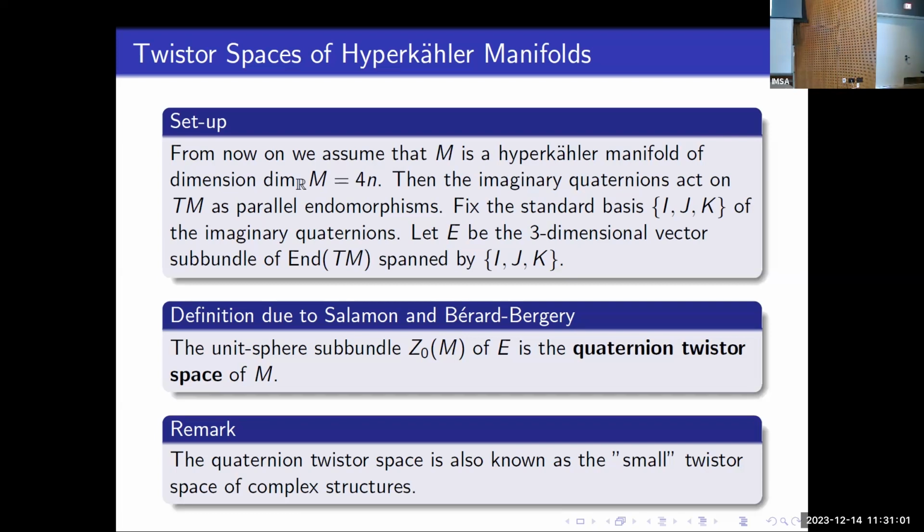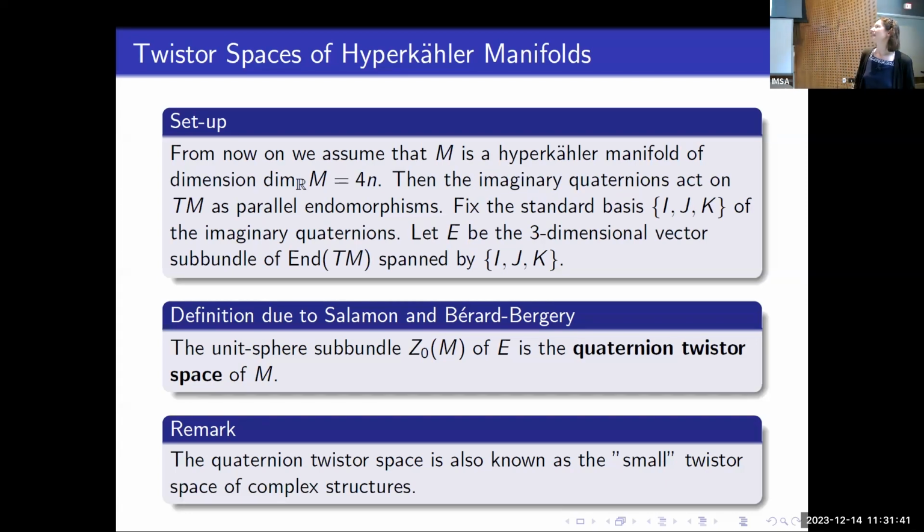So, for example, if this E is spanned by I, J, and K, then it looks like some coefficient times I plus coefficient times J plus coefficient times K. And then Z0 of M is when these coefficients lie on the sphere. So A squared plus B squared plus C squared is 1. So this is called the small twistor space of M.